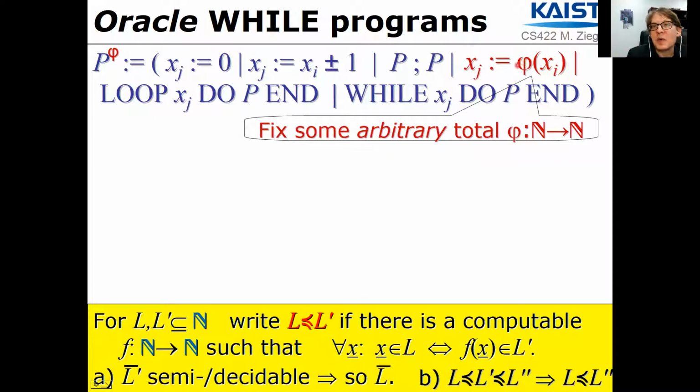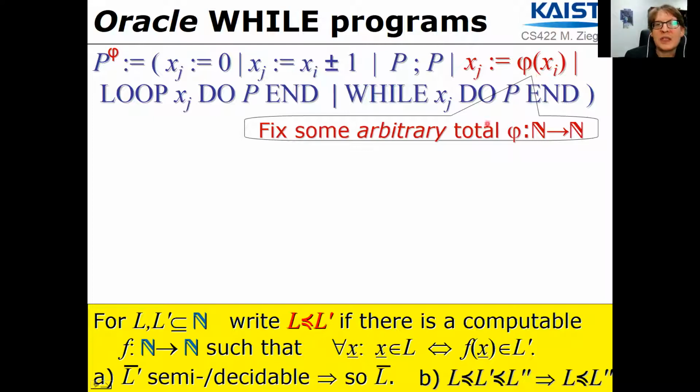For example, suppose that phi is the characteristic function of the halting problem. Remember, a characteristic function has only values 0 and 1: 1 in this case if the argument belongs to the halting problem, 0 if it does not belong to the halting problem. So in this example, when phi is the characteristic function of the halting problem, adding this new instruction, proceeding from classical while programs to Oracle while programs, strictly increases the power, because now using that characteristic function of the halting problem, the Oracle while program can decide the halting problem, right?